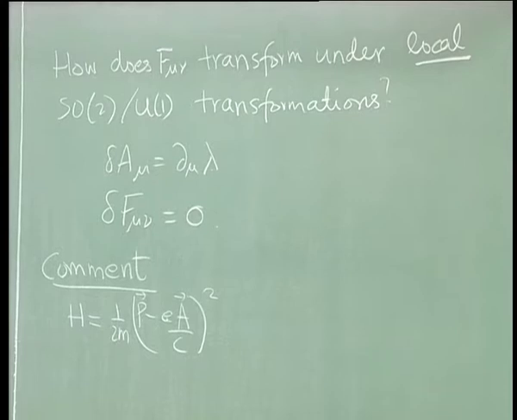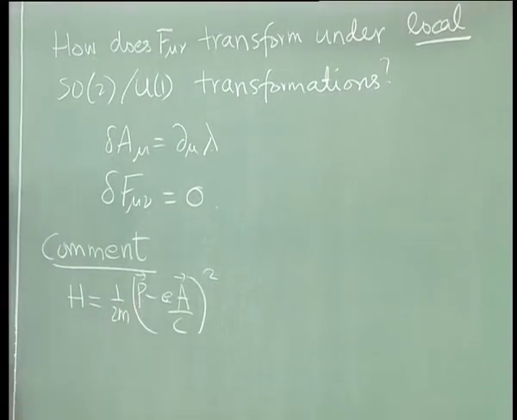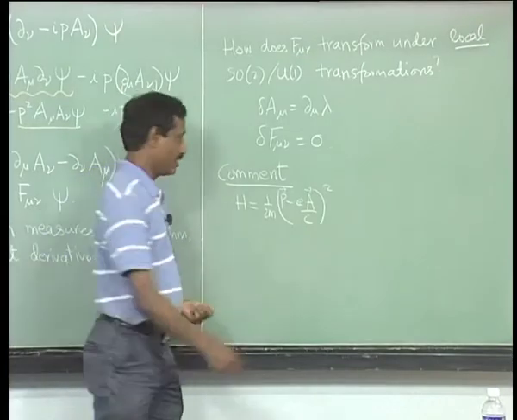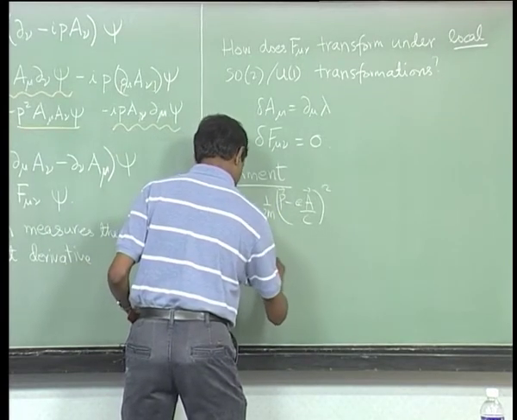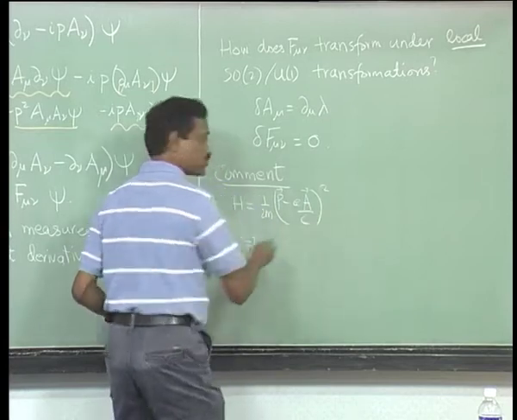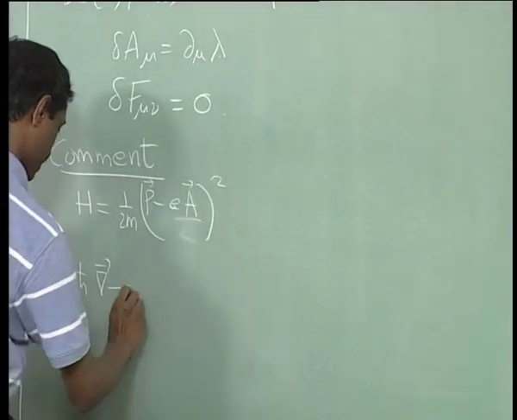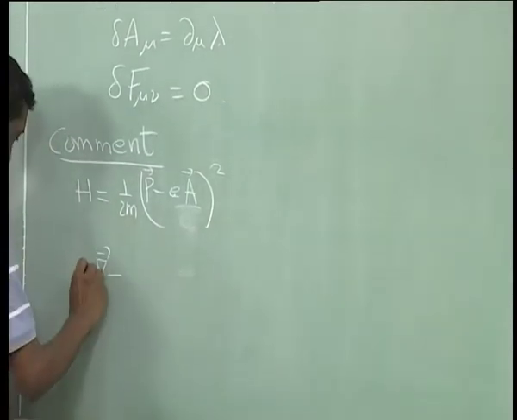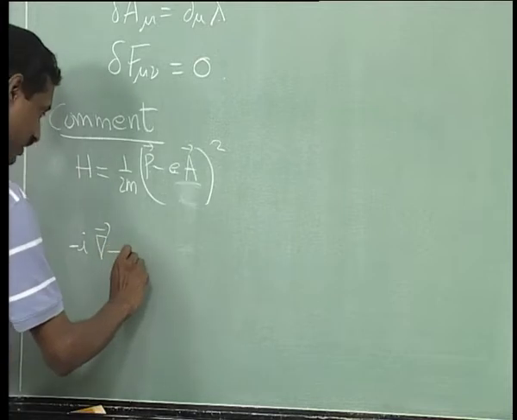And in quantum mechanics, you know that you replace P. So when it is acting on this combination, P minus E A over C, P would become the operator i h bar del. Forget the C, let us put C equals 1, and even h bar equal to 1, so that we do not have any of these things: minus i del minus E A.